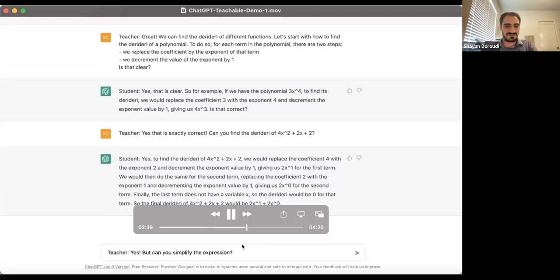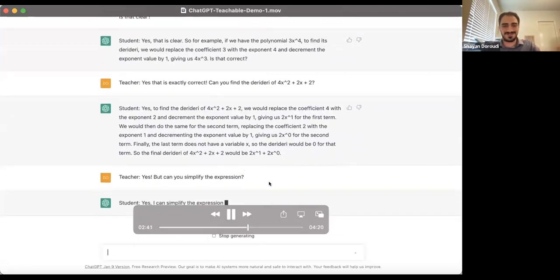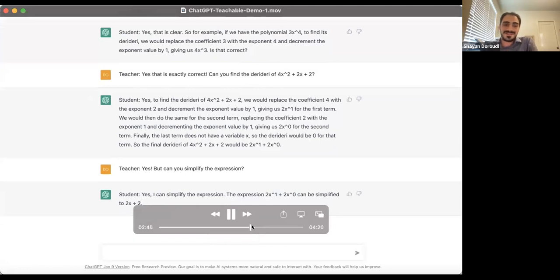I'll skip around here. It got the correct answer according to the procedure I taught it. I asked it to simplify the expression. It did that correctly. But if it made a mistake, I could also tell it, oh, you made a mistake. Here's maybe what you did wrong, right? As a teacher, you should be able to do that.